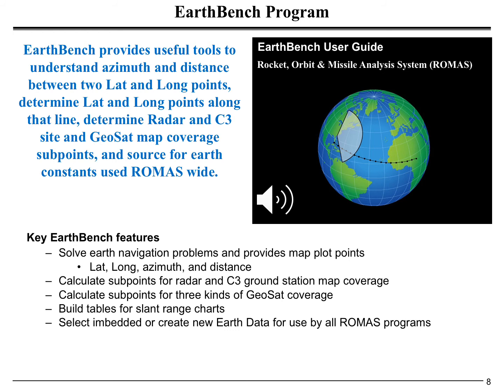It calculates the subpoints for plotting out radar C-cubed coverage. It also plots out the coverage for 3 kinds of GeoSat coverage. It also has the ability to build tables of slant range charts for visualizing those kinds of problems. And the last feature is that it provides a set of data for the Earth data that is used by all ROMAS programs. All ROMAS programs access the EarthBench program to get the data. This ensures you are using the exact same data for all 4 ROMAS programs.